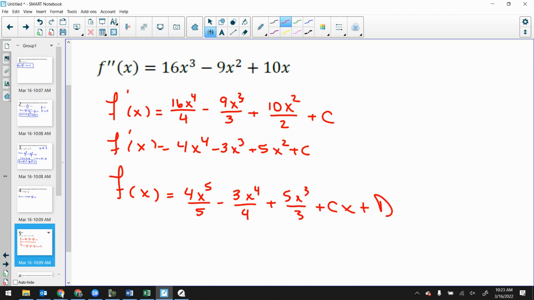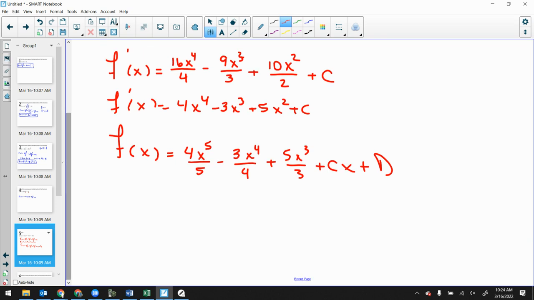Now introduce a new variable there. We've always done c and d, but honestly, you can do whatever letters you want. But let's stick with c and d. So we could leave it like that, or you could write it as 4/5 x to the fifth minus 3/4 x to the fourth plus 5/3 x to the third plus cx plus d.